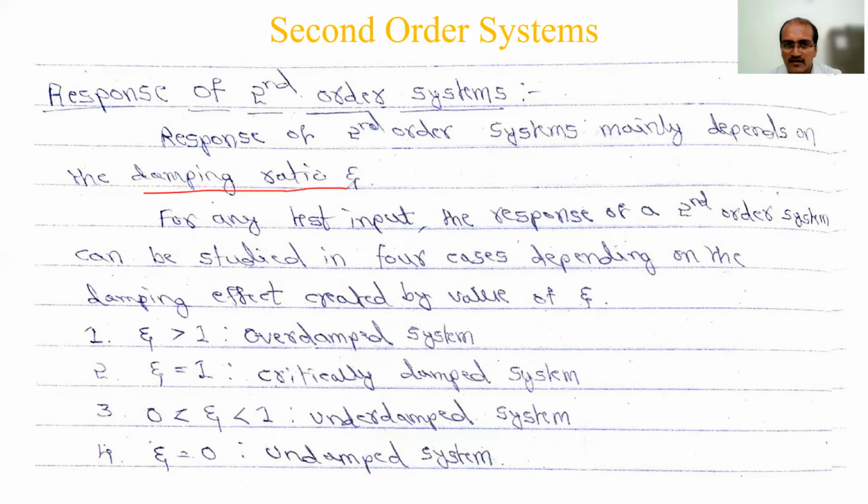So remember this, okay? The damping ratio, whatever I'm saying, xi. And also omega n, omega d, you remember. For any test input, the response of a second order system can be studied in 4 cases depending on the damping effect created by the value of xi. So there are 4 different cases, as we have learned in MOSFET cases, right?